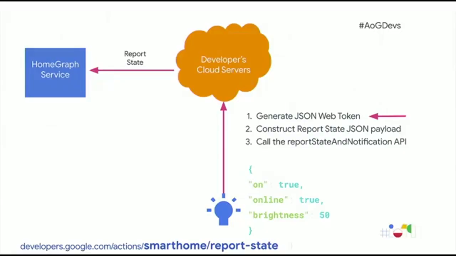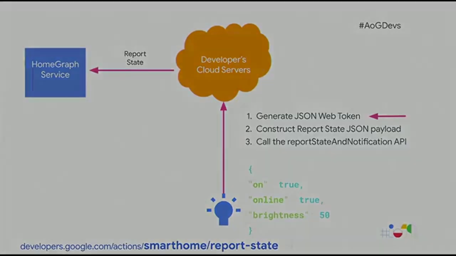So now that your server has access to your service account key, and we have to call the report state and notification API to let Home Graph know of this change in state, we really need two things. First is a token to communicate with Home Graph. And second is the payload. So let's look at the first one.